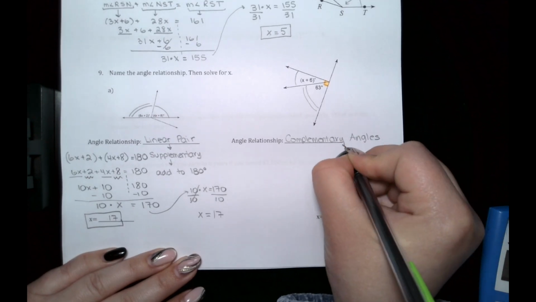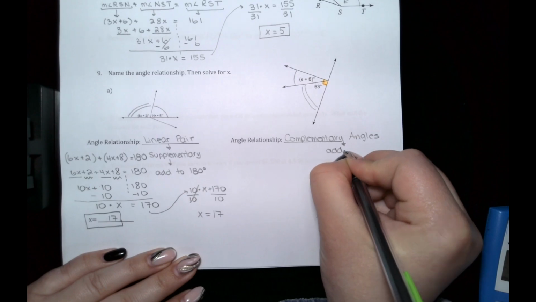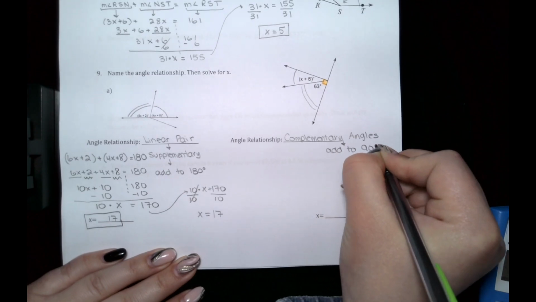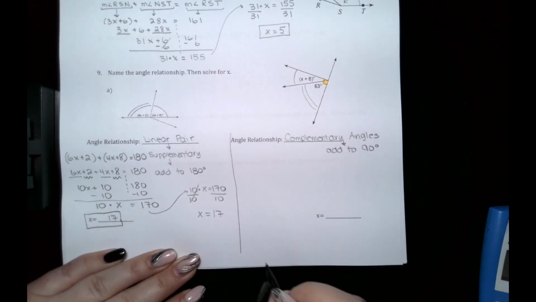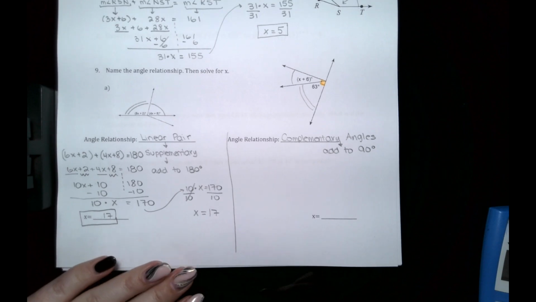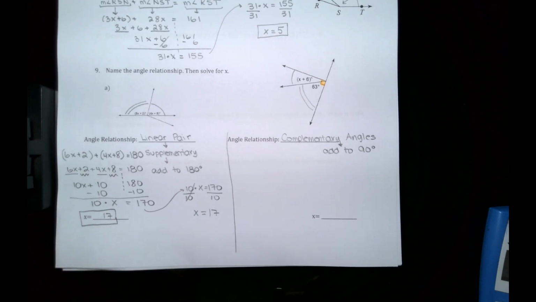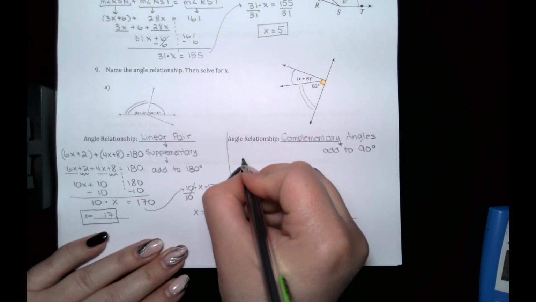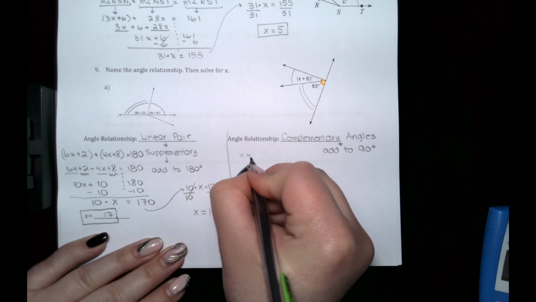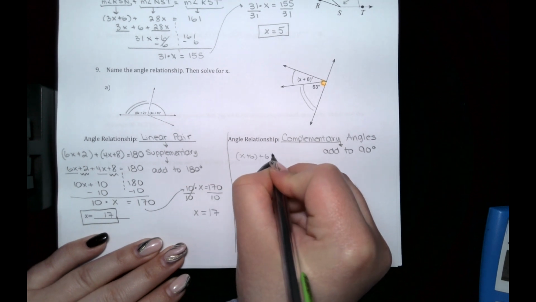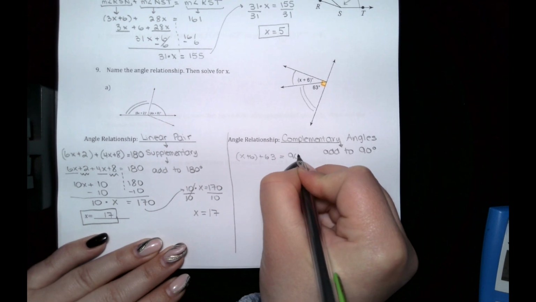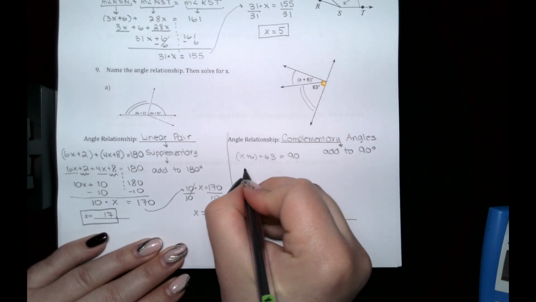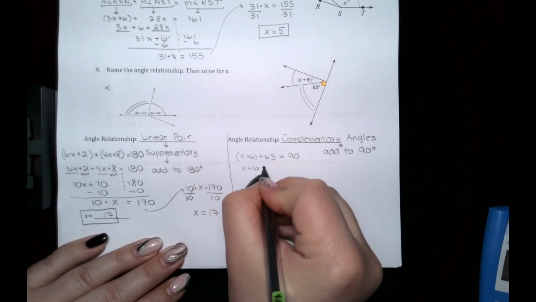Complementary means they add to 90 degrees. So for this one, that was a linear pair. Linear pairs add up to 180 degrees. Why? Well, because they're supplementary. Complementary angles are actually adding up to 90 degrees. So when we set up our equation, x plus 6 plus 63, we're setting it equal to 90 degrees because of this little box. Drop your parentheses.